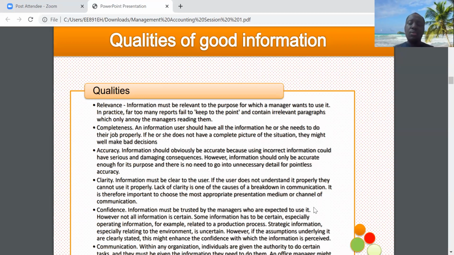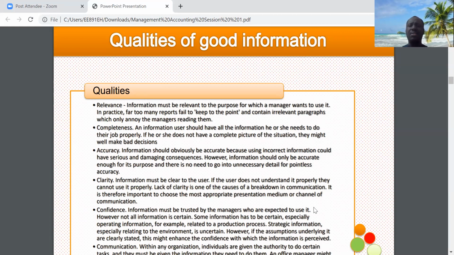So if you are supposed to do a certain task and you need a certain amount of information, basically you should have all the information that's required. That is completeness. Then accuracy, obviously information should be accurate, because if you use wrong information or inaccurate information, it has very, very serious consequences. Then let's talk about clarity.